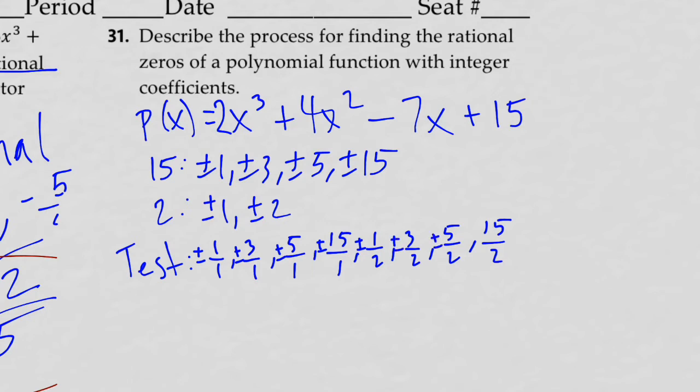And so the next step would be to test them out using synthetic division, right? And we would test it until we found one that worked. If none of them work, then that means that it doesn't have any rational zeros. That means that all of its zeros, all three of them, are either irrational or imaginary, right? But if there is a rational zero, it is one of these ones. It has to be one of these ones.